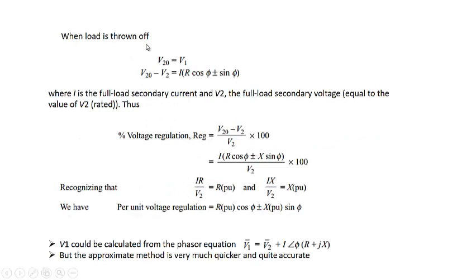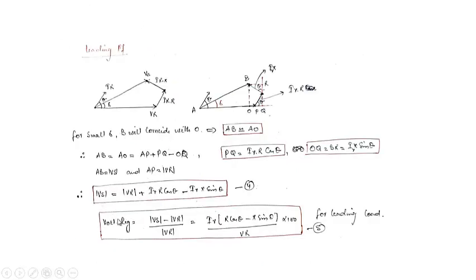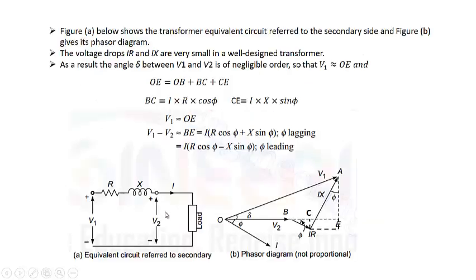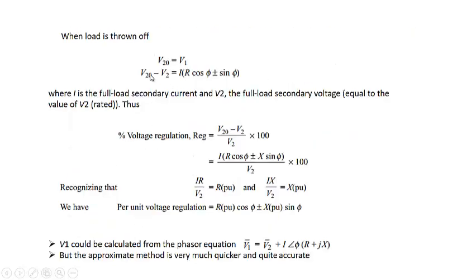When the load is thrown off, this V2 naught will be equal to V1. I have already discussed that the regulation should be equal to V2 naught minus V2 divided by V2. When the load is thrown off, in this circuit you can see that the no load voltage at this terminal will be the same as that of V1. That is what this means. So the voltage drop V2 naught minus V2 will be equal to I R cos of phi plus or minus X sine of phi. This will be, in general, plus for lagging and minus for leading power factor.